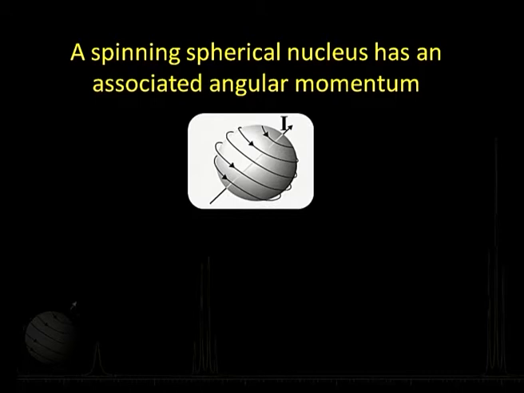What is the property of such a nucleus which makes it useful for us? Let us see. If a nucleus is spinning, executing a rotational motion like this, then it has an associated angular momentum, given by the symbol I here, shown in bold, and of course, it is a vector quantity.